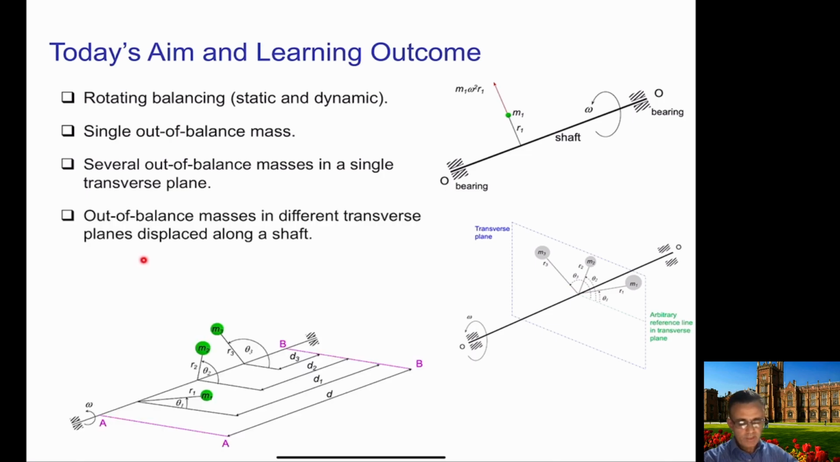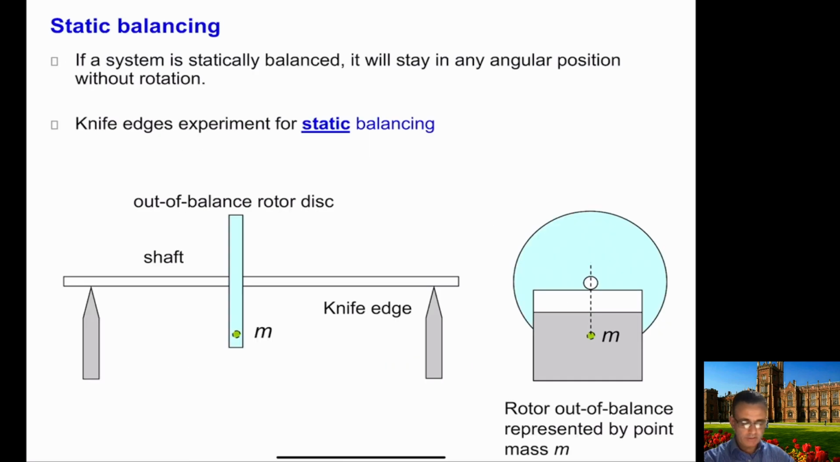And finally, we will discuss the most complicated case, which is the out of balance masses in different transverse planes, displaced along a shaft. And at the end, we will discuss some numerical examples to give you an idea of how to apply the theory to some practical problems.